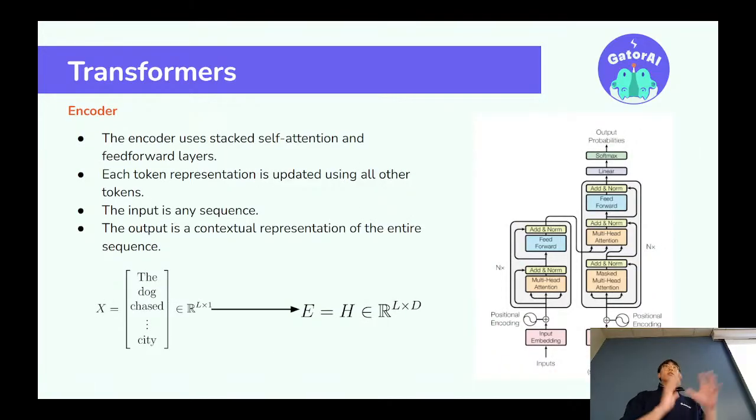All right, so let's take a step back from all of the math. What an encoder actually is, let's do a recap. It uses stacked self-attention and feed-forward layers, so it'll do that attention thing a bunch of times on top of each other, and then we'll get an output. The input is any sequence that we want, like a sentence. The output of the encoder is a contextual representation of the entire sequence, where we get a matrix in which every row represents a word, but the word is enriched with the context from the other words in the sentence, or the text.